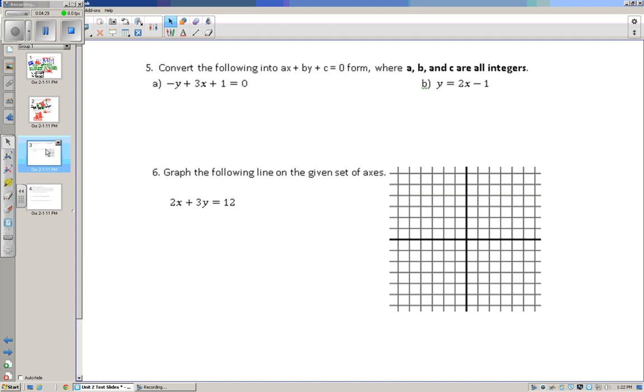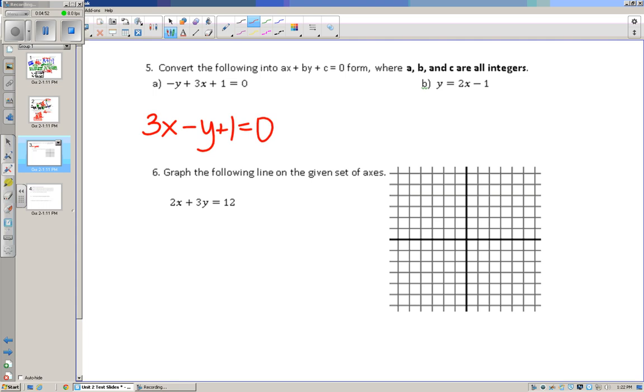Moving to the back, number 5 asks you to put the lines into ax plus by plus c equals 0 form. So what we need to do is just get these in a form where it's equal to 0 on one side and everything else is on the other. This one's already equal to 0. I'm just going to rewrite it as 3x minus y plus 1 equals 0, just so it looks more similar to what the question asked.